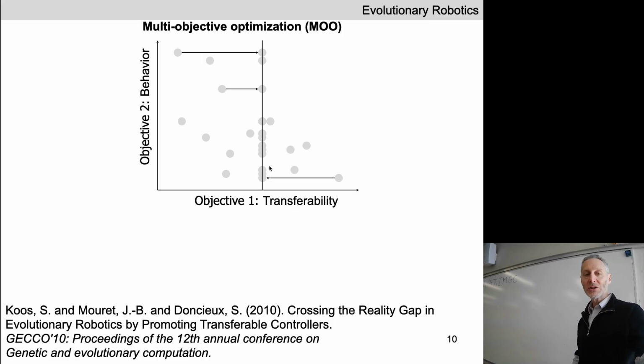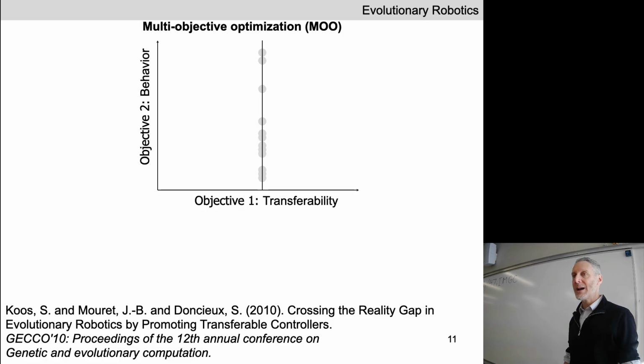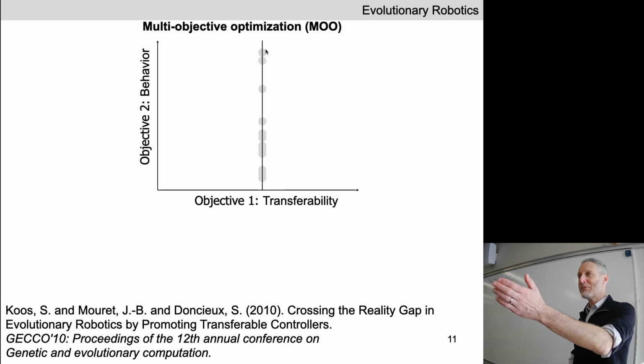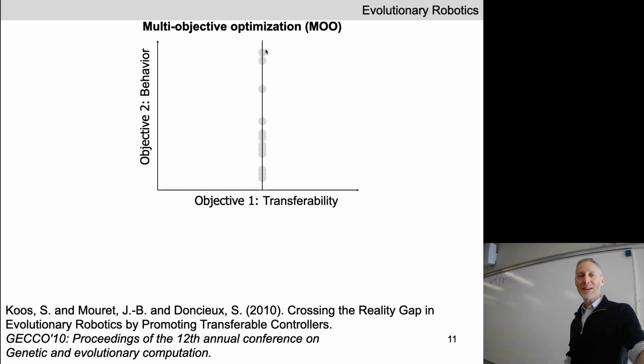So which of all of these points that are now lying on this vertical line, which one are you going to send to reality first? We can't estimate transferability yet. We haven't sent anything to reality. Which one do you send? The highest in objective 2. Okay, so we have an optimist. Let's send the controller that causes the simulated robot to move as far as possible. Maybe we get lucky. Who knows?